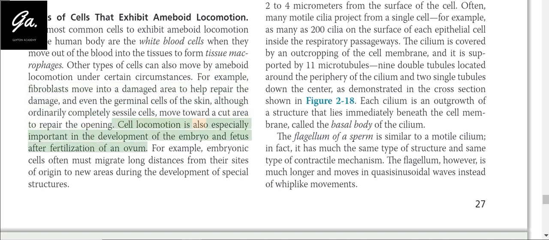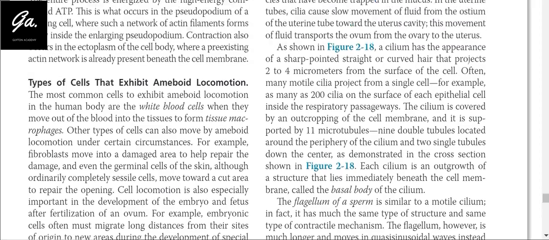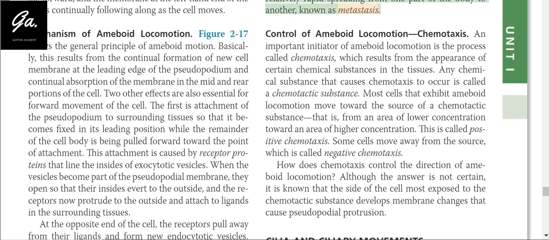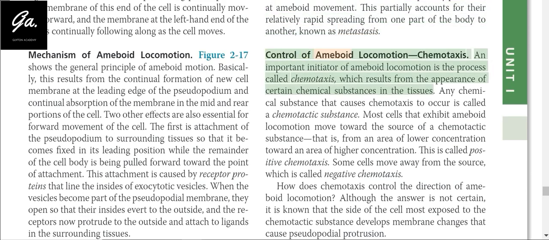Cell locomotion is also especially important in the development of the embryo and fetus after fertilization of an ovum. For example, embryonic cells often must migrate long distances from their sites of origin to new areas during the development of special structures. Some types of cancer cells, such as sarcomas, which arise from connective tissue cells, are especially proficient at amoeboid movement. This partially accounts for their relatively rapid spreading from one part of the body to another, known as metastasis. Control of amoeboid locomotion.